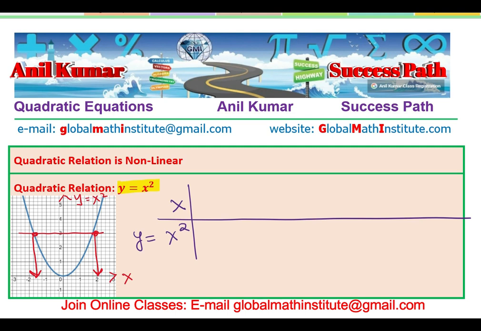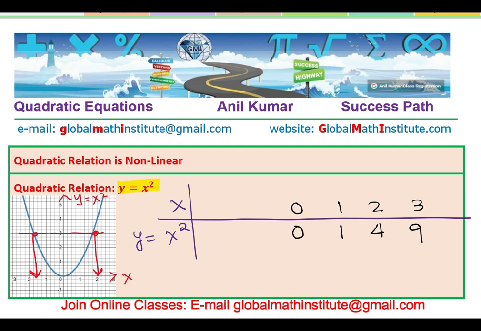For example, if I take x as 0, what is the square of 0? Well, the square of 0 is 0 only. But if I take 1, 1 squared is 1, 2, 2 squared is 4, 3, 3 squared is 9, right? So these are the square values.